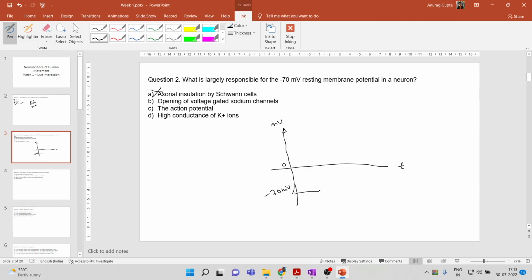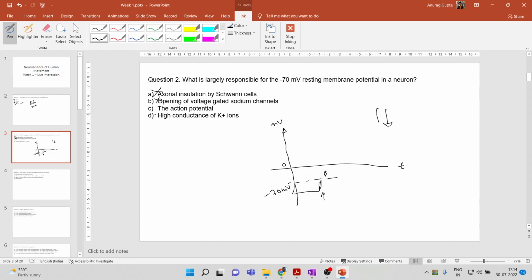And then the action potential occurs when there is a stimulus and a threshold is reached. Once the threshold is reached, voltage gated sodium channels open up. Once they open up, there's a large influx of sodium ions, due to which the inside of the cell starts becoming more positive. So opening of voltage gated sodium channels actually causes an action potential. So again, this is not the correct answer.